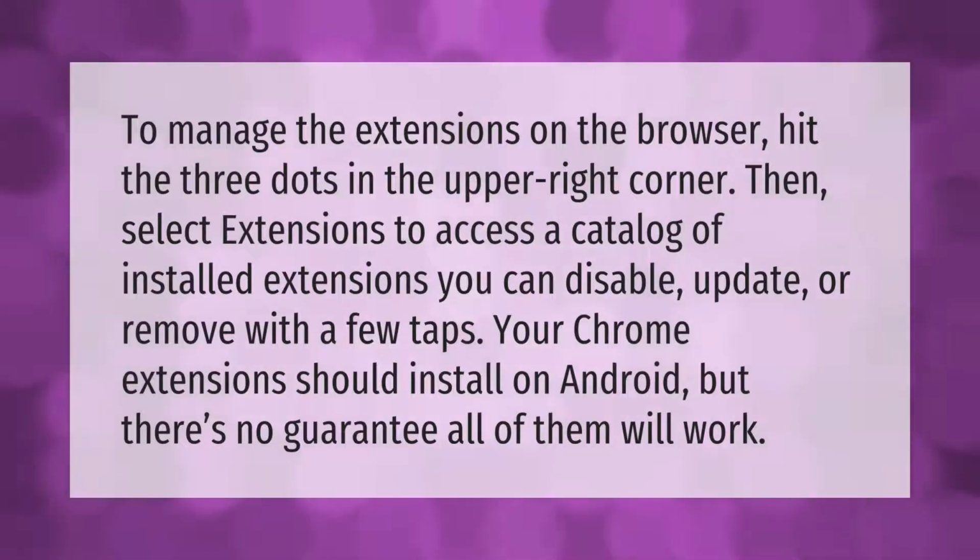To manage the extensions on the browser, hit the three dots in the upper right corner. Then, select Extensions to access a catalog of installed extensions you can disable, update, or remove with a few taps. Your Chrome extensions should install on Android, but there's no guarantee all of them will work.